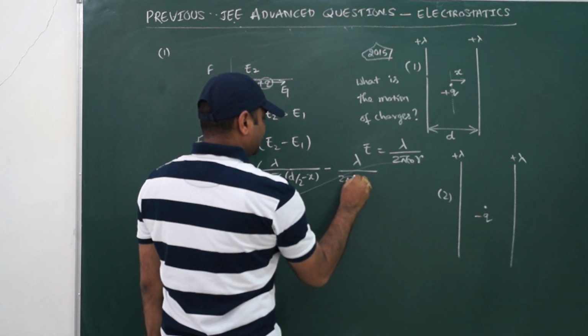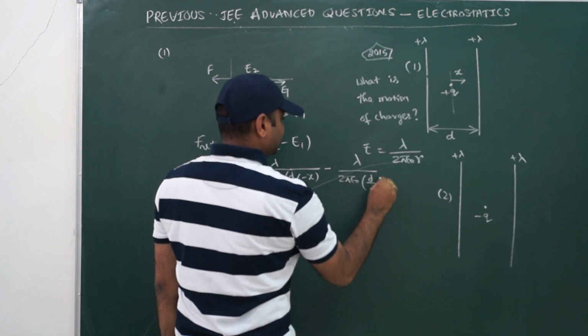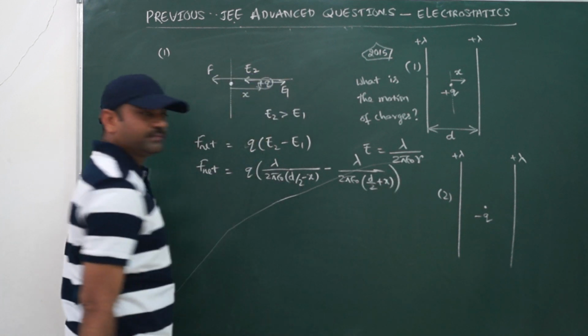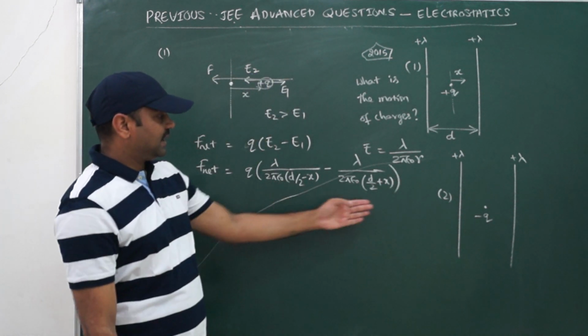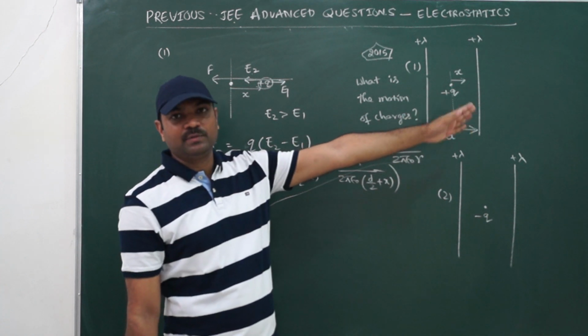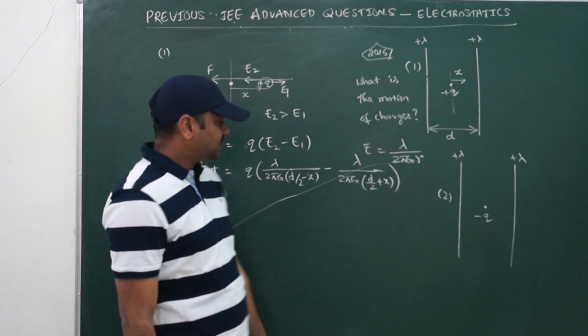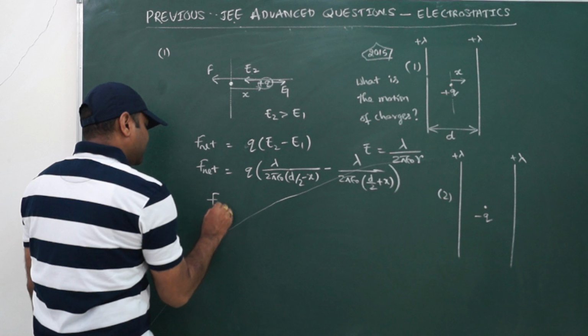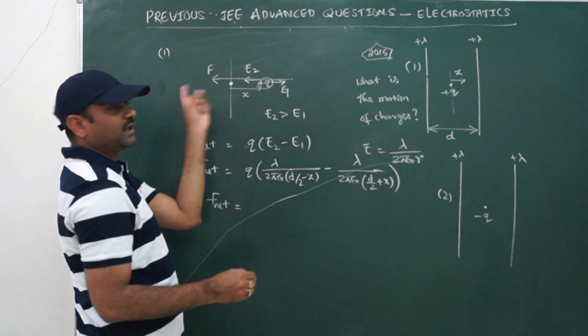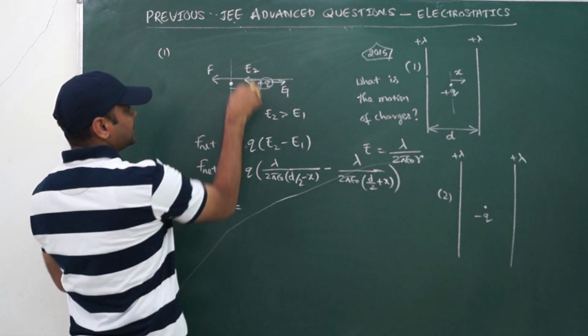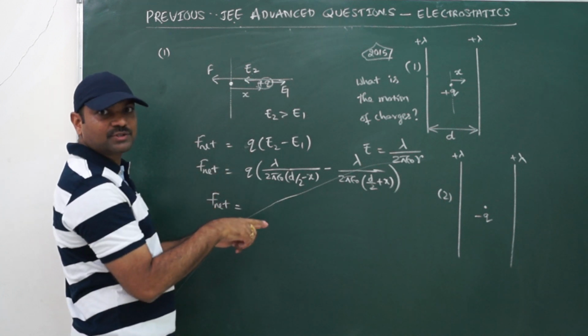Lambda by 2 pi epsilon naught into d by 2 plus x. Okay, so one field, other field. The distance value will be d by 2 plus x for one, and d by 2 minus x for the other one. Then the net force I can write down. I have already taken the net force in the direction opposite to the displacement, which means I am calculating the magnitude only, not the direction.